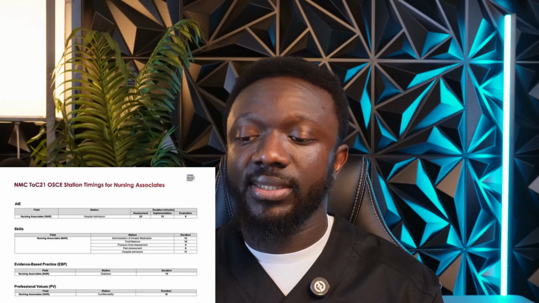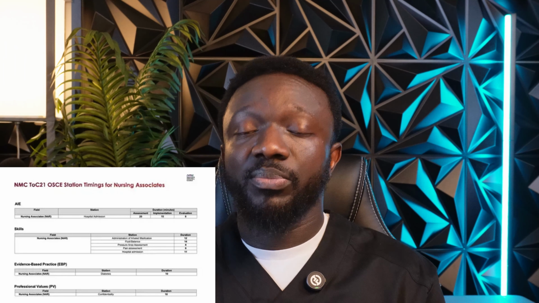Now, out of these 5 stations, you have 3 performing stations and then 2 non-performing stations or silent stations. And these are the stations that make up the silent stations. You have fluid balance and you have the pressure area assessment. For the performing stations, we have administration of inhaled medication, pain assessment, and hospital admission.